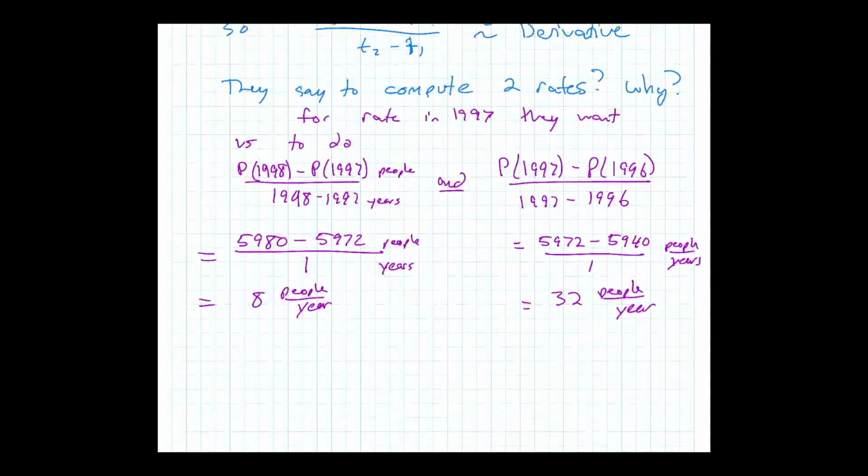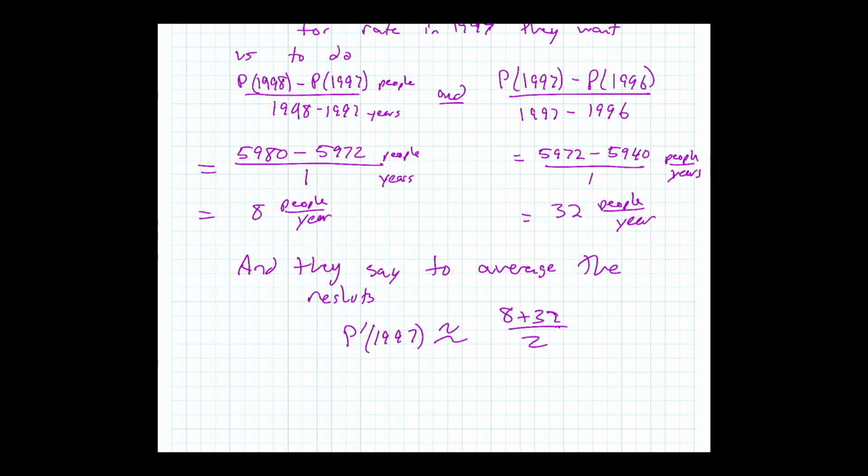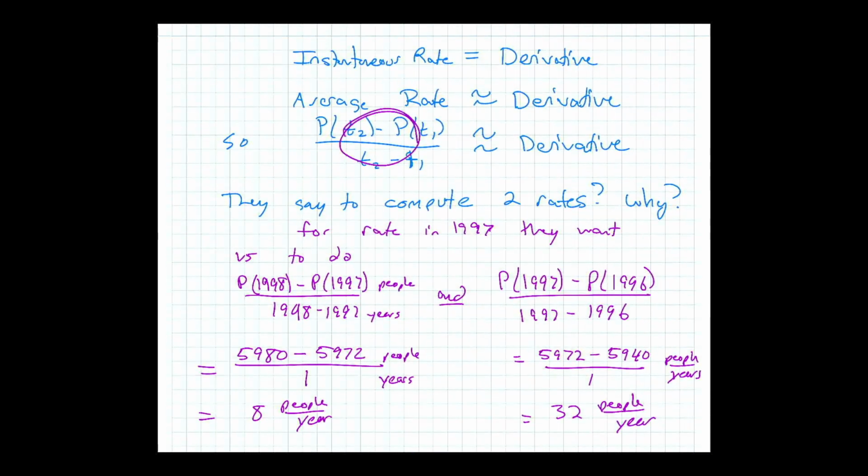So we calculate these, and then they say to average them. So average of the results: P prime of 1997 would be approximately 8 plus 32 over 2, so 40 over 2, which is 20. 20 people per year. And that would be the answer. So you're just calculating this kind of calculation, which we've done a few times, but they want you to do it twice and then average the results and hopefully get a better answer that way. That's exactly the same as what we did.